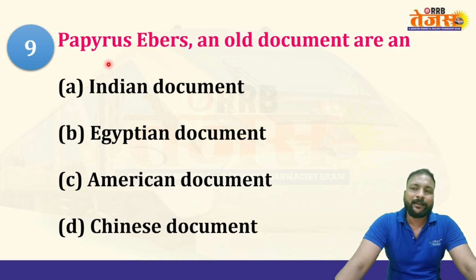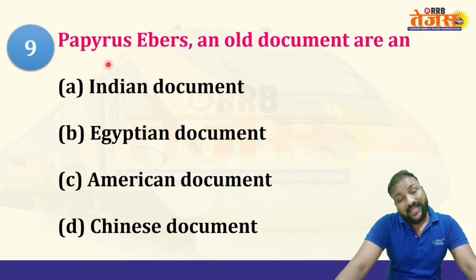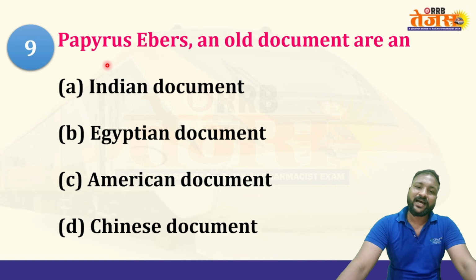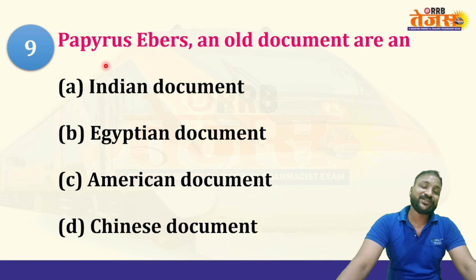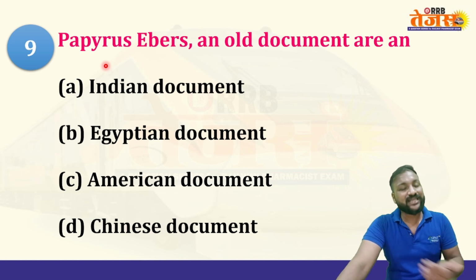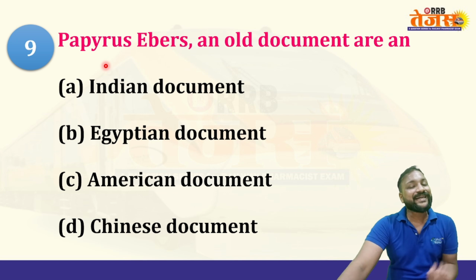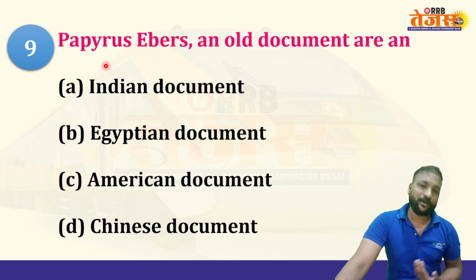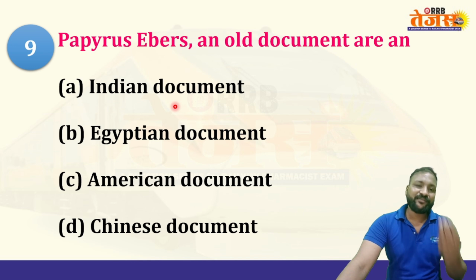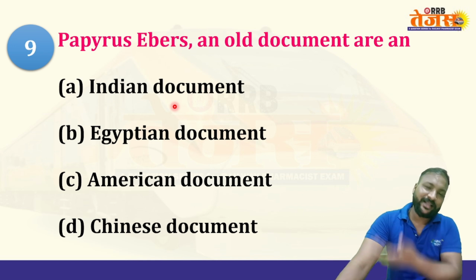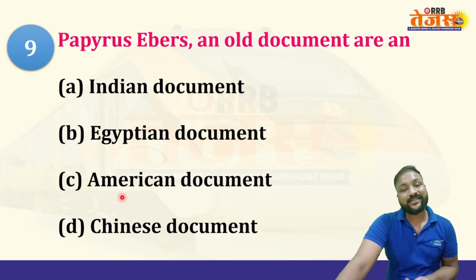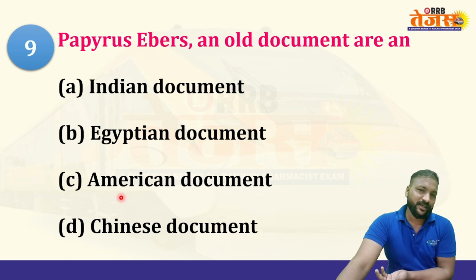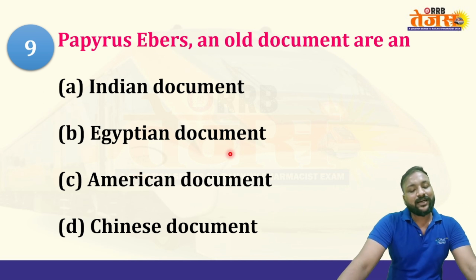Many countries have their own civilizations, and with respect to the civilizations, each country has its own medical scriptures or medical documents. For example, we have Indian documents which relate to health or medicinal herbs, that is Ayurveda. Then American, Chinese, Shennong, Pentisavo. So what will be the right option here?